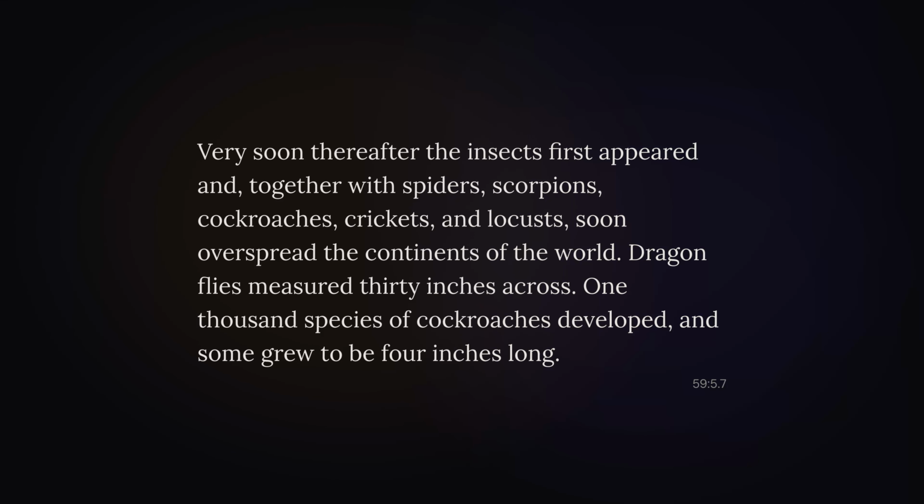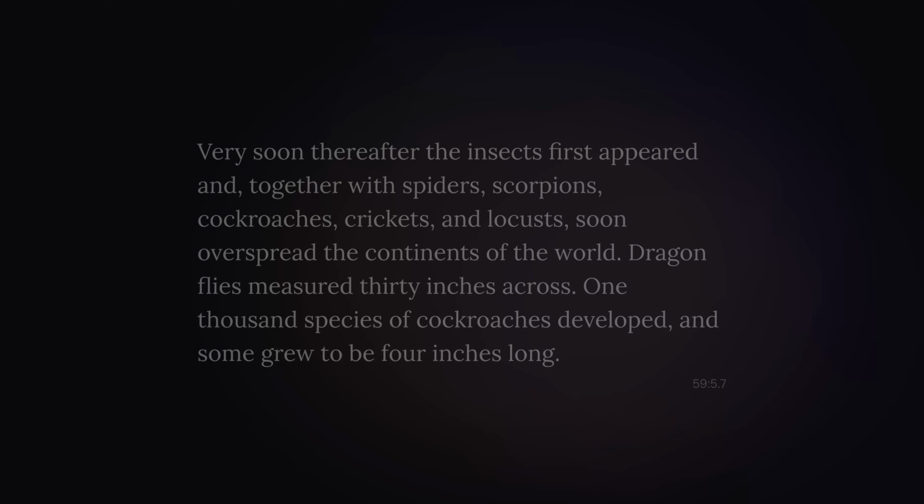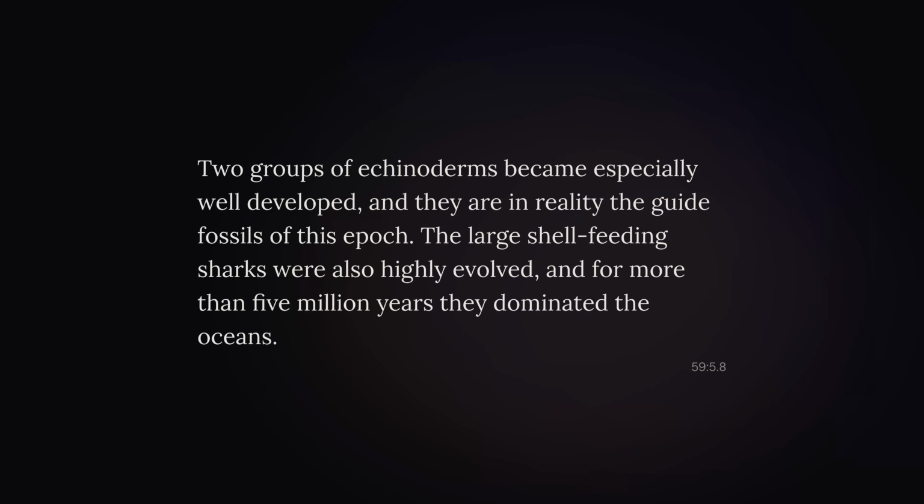Very soon thereafter, the insects first appeared, and, together with spiders, scorpions, cockroaches, crickets, and locusts, soon overspread the continents of the world. Dragonflies measured 30 inches across. 1,000 species of cockroaches developed, and some grew to be 4 inches long. 2 groups of echinoderms became especially well developed, and they are in reality the guide fossils of this epoch. The large shell-feeding sharks were also highly evolved, and for more than 5 million years they dominated the oceans.